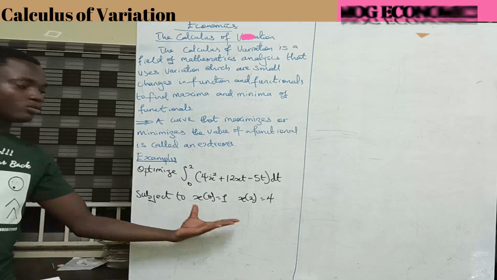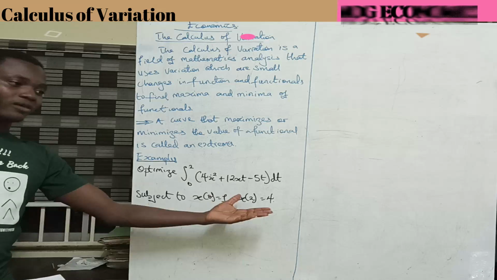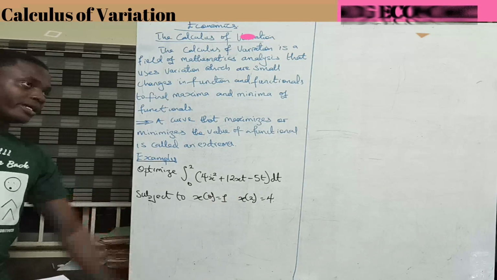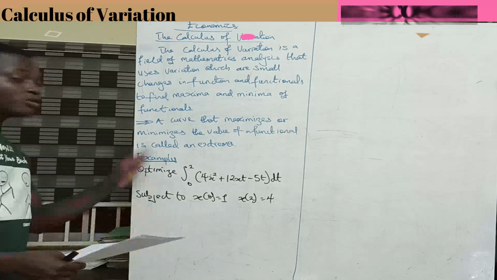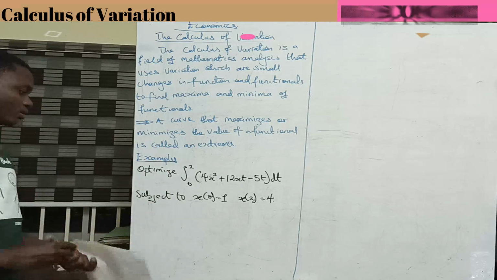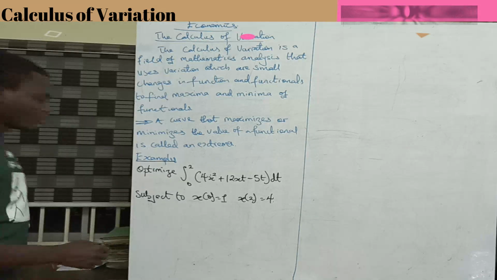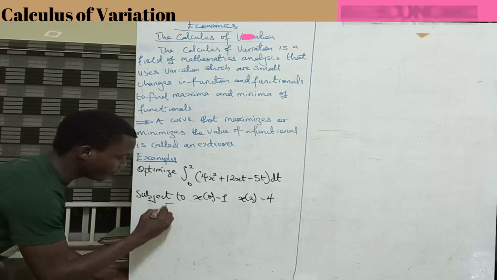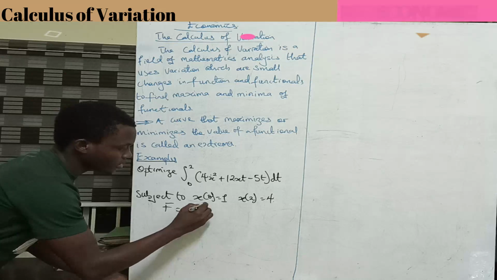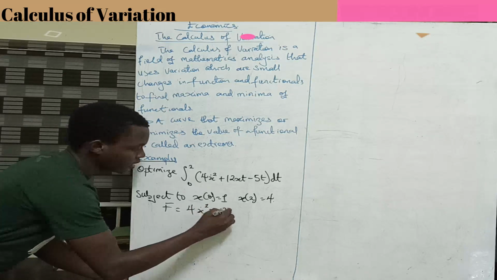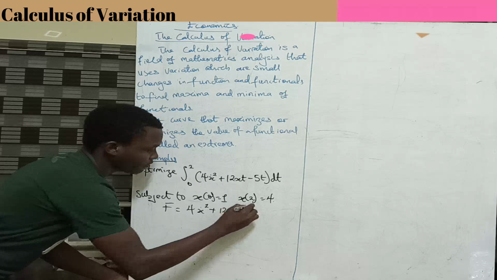we have something like this. Okay, when we get to that bridge, we are going to cross it. So how do we solve this kind of question? First, we are going to write out the functional. It is written as f equals 4 x-dot squared. The dot is not a mistake. Then plus 12xt minus 5t.